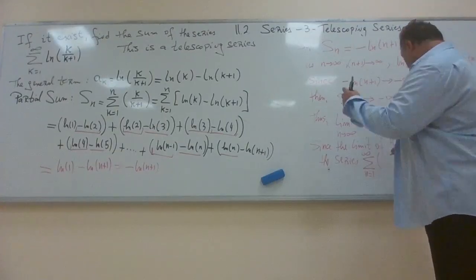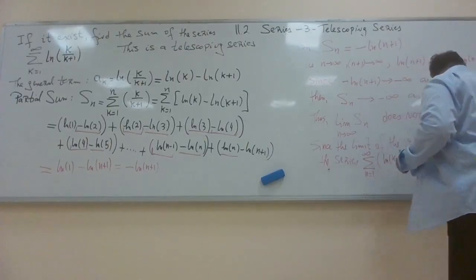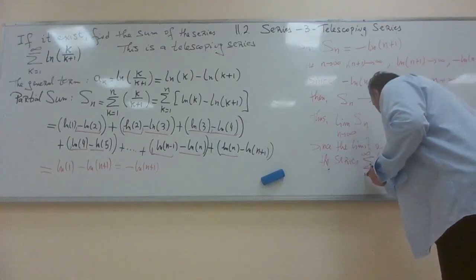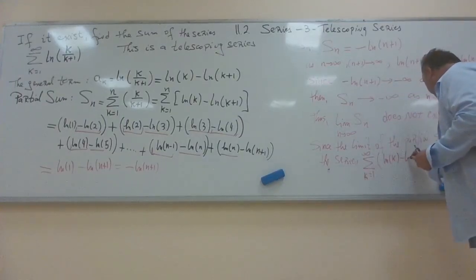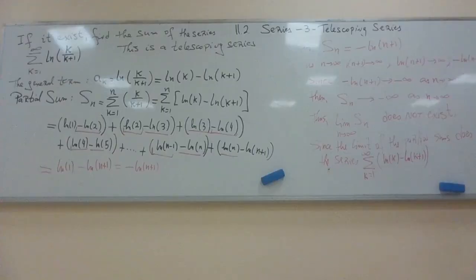okay, I'll write it: ln k minus ln(k plus 1). I'll write the telescoping part so it's easy to see. So this series is divergent, or we say this series diverges, whichever one you like.